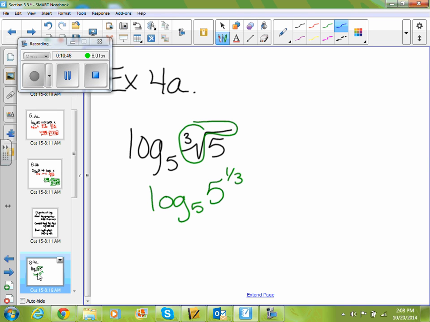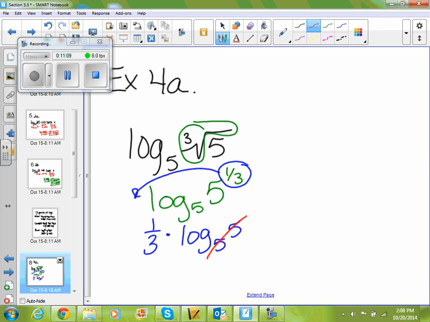And then my exponents rule, my power rule for logs, told me that I could roll that 1/3 down to the front. So this is actually like 1/3 times log base 5 of 5. And if we remember from last Wednesday, those then would cancel. And it would become 1, so it would be like 1/3 times 1. And 1/3 times 1 is just 1/3.